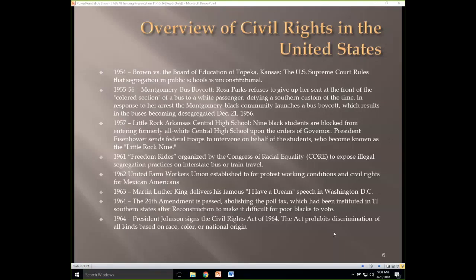So on this slide, we have an overview of civil rights in the United States. I'm going to pause for a minute and give you a chance to read over. You'll see that on the last bullet point, in 1964, President Johnson signed the Civil Rights Act of 1964. The Act prohibits discrimination of all kinds based on race, color, or national origin. So those are those protected classes that you're talking about when you're talking about Title VI protection.